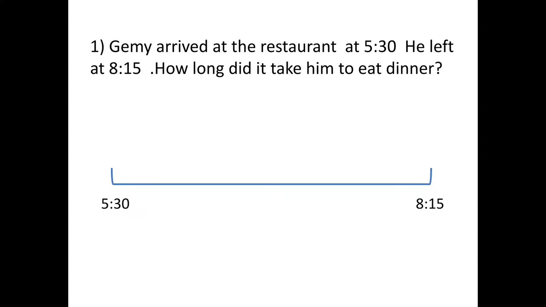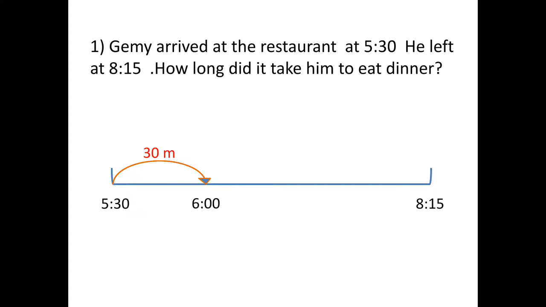How will I jump? I will start from the 5:30 and I will go to the closest next hour. What is the closest next hour after 5:30? Excellent, it's 6. Now calculate how many minutes did I take from 5:30 to 6 o'clock. Excellent, 30 minutes. I'm going to write the number of minutes or hours over the arrow.